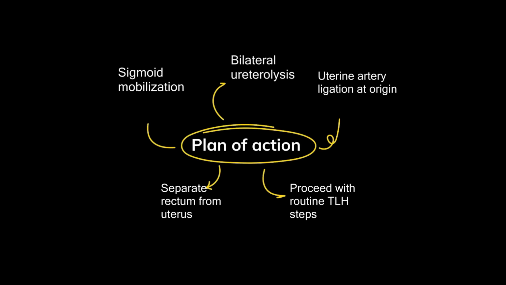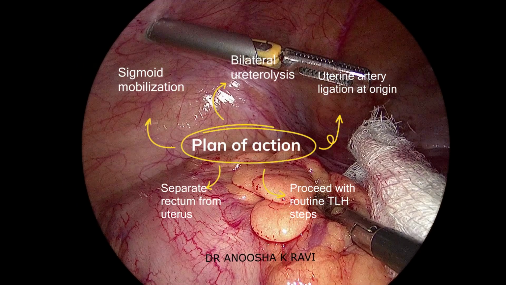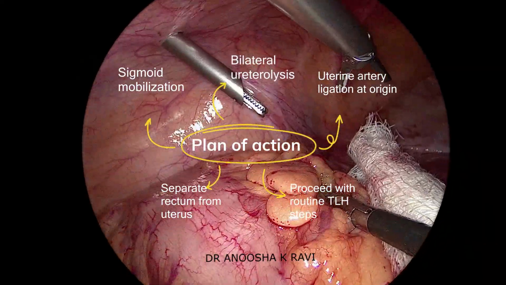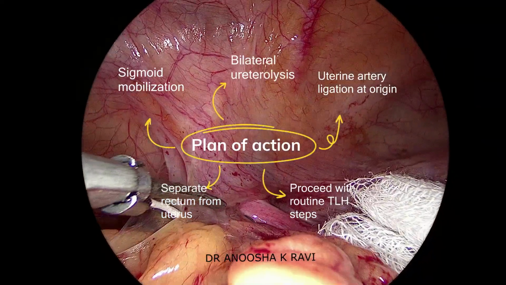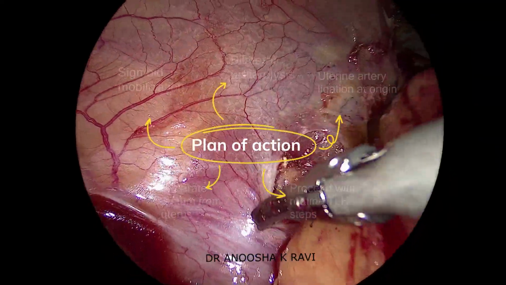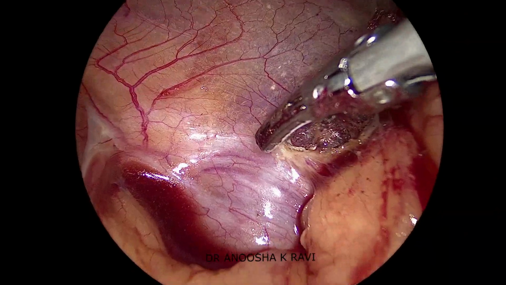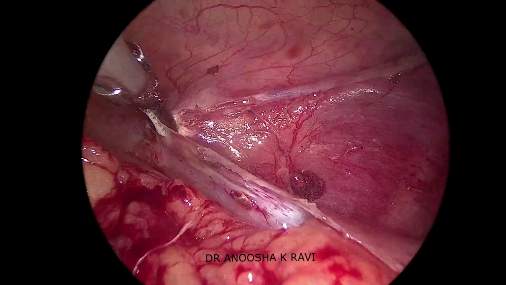The plan of action here was to mobilize rectosigmoid colon from lateral wall, ligate uterine arteries at the origin, do ureterolysis, separate rectal adhesions with uterus, and then proceed with usual steps of total laparoscopic hysterectomy. First, we mobilized rectosigmoid colon as it gives good space for left ureterolysis.